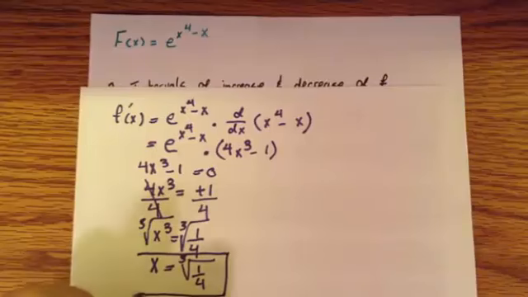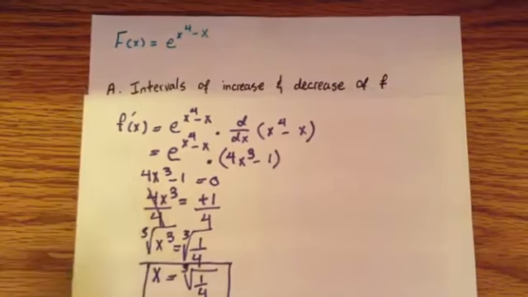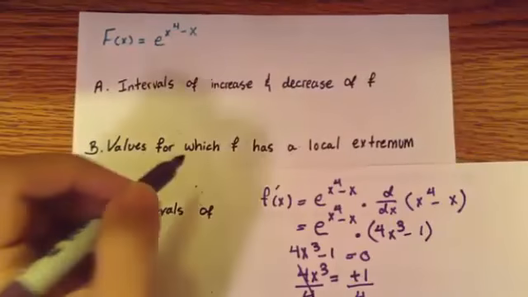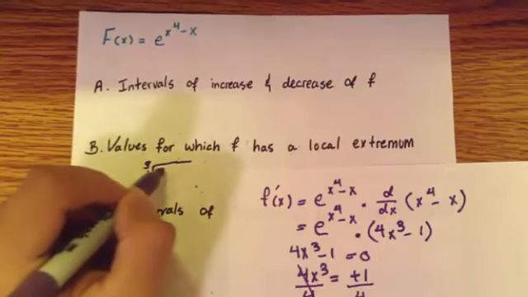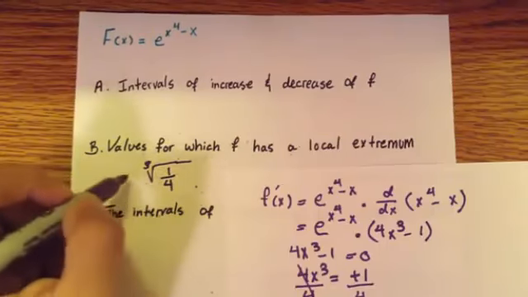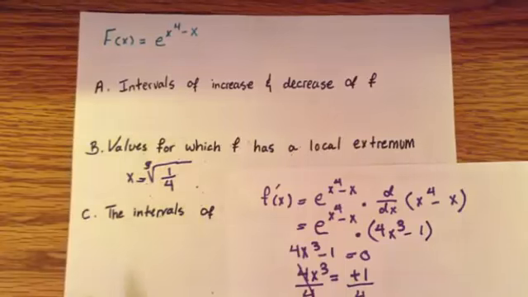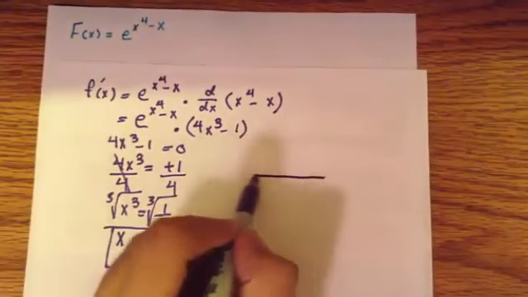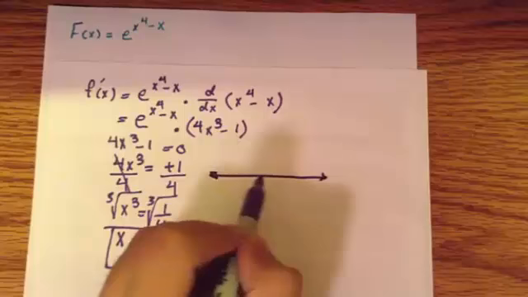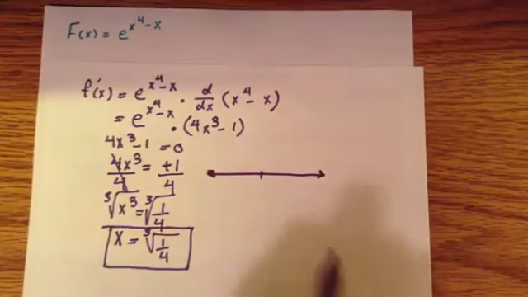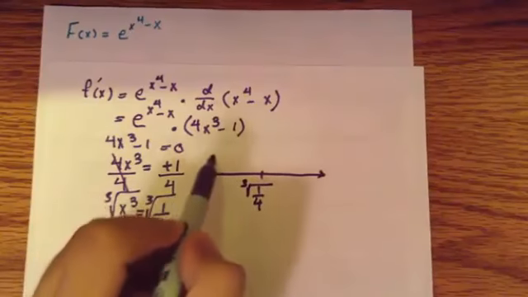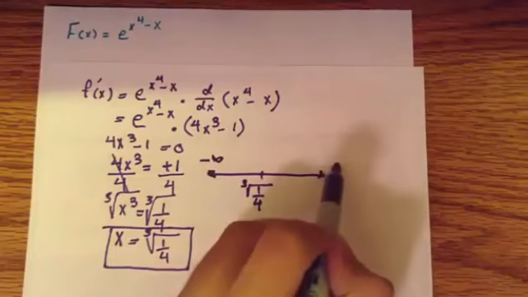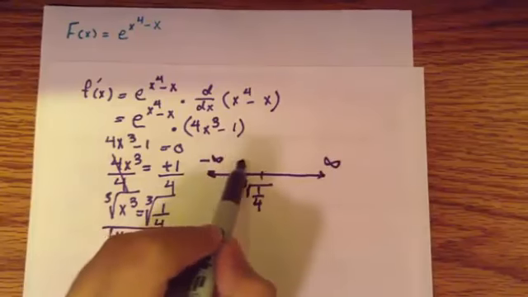Based off of our previous problem, this was our minimum. So for our local extremum, we have x equals the cube root of 1 over 4. For the intervals of increase and decrease, remember we draw our number line. We had the cube root of 1 over 4 in the middle, and this side was negative infinity, the other positive infinity, and it happened to be negative, positive.